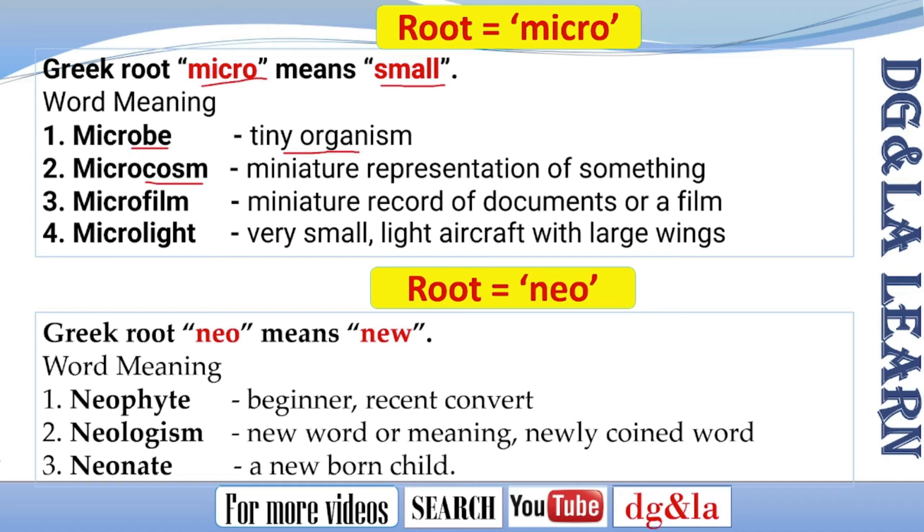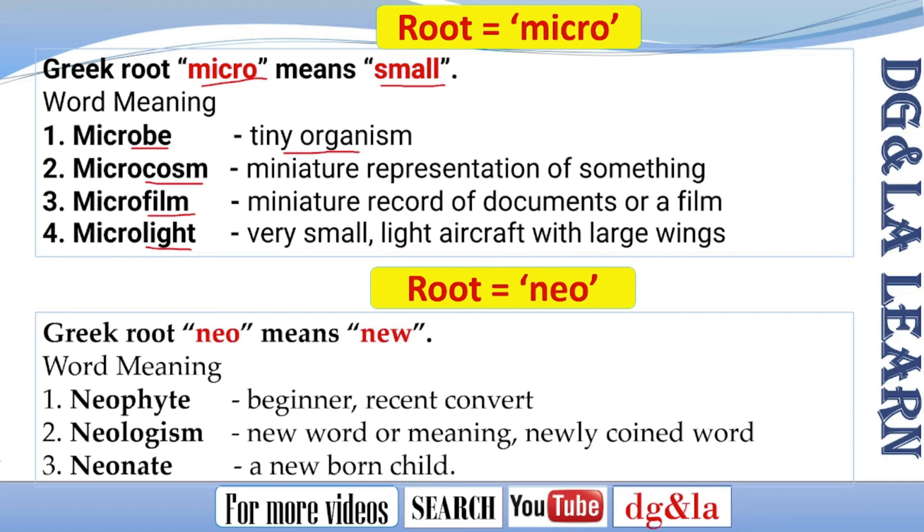The next one is microfilm. So micro is small and film comes to like recording of documents or any kind of films. The miniature record of documents or film comes under microfilm. The fourth one is microlight. So light here means something that is light in weight or lightweight. A very small light aircraft with large wings. Such type of combination of aircraft, we call it as microlight.